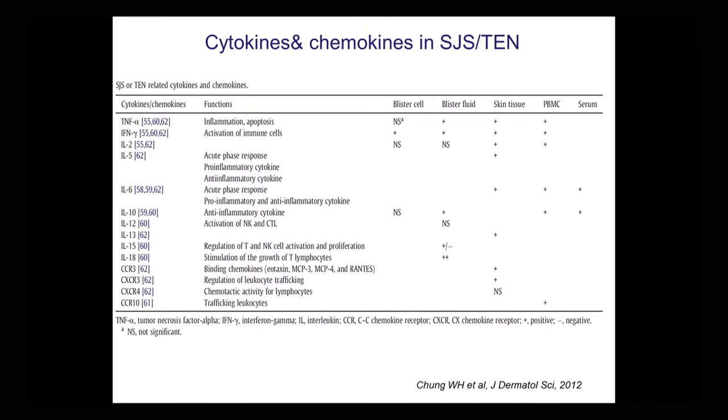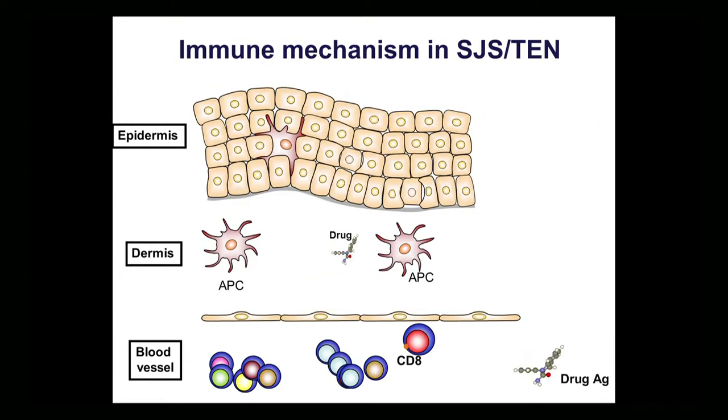There are other cytokines or chemokines involved in Stevens-Johnson syndrome, such as IL-2, IL-5, IL-6. There are many cytokines or chemokines involved in the pathogenesis. So this is a complex immune mechanism.